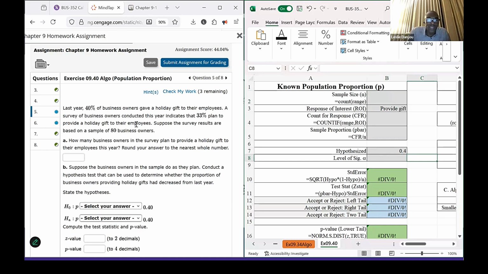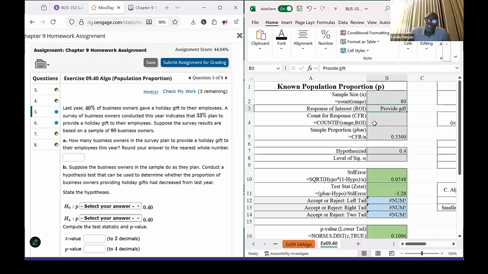Then it goes on to say a survey of business owners conducted this year indicated that 33%, less, plan to provide a holiday gift to their employees. So your sample proportion right here is 0.33. I'm going to put that right there. And suppose this survey's results are based on a sample of 80 business persons. Plug in your numbers. Actually, we all have the same numbers.